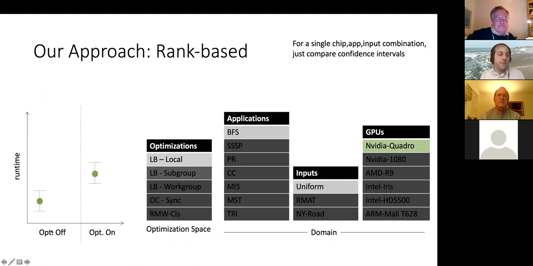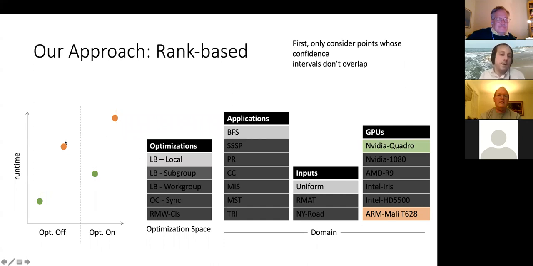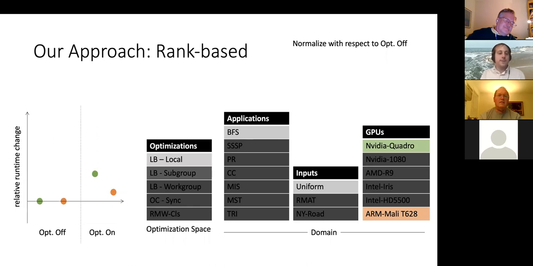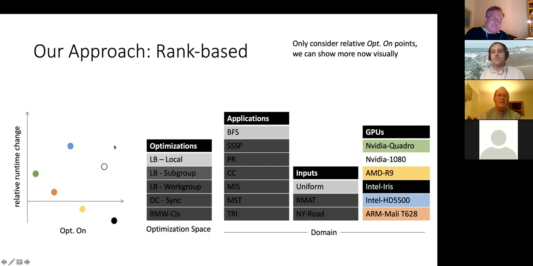Now what you do is you measure the runtime with optimization off, and you measure the runtime with optimization on. Now you do that for a different chip, let's say the ARM. You measure optimization on, you measure the optimization off. You throw away the results if the confidence intervals overlap, and keep the ones that don't, which means you have a meaningful result. And then what you do is you normalize the runtimes. You basically pairwise normalize them so that they're normalized to the optimization off. And then basically you're left with a bunch of dots that are either above or below the line, depending on whether the optimization caused a speedup or a slowdown.